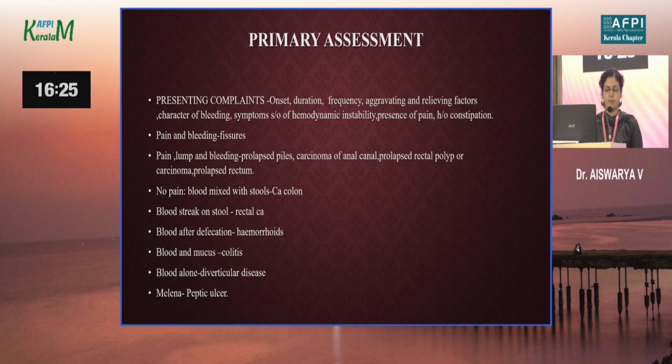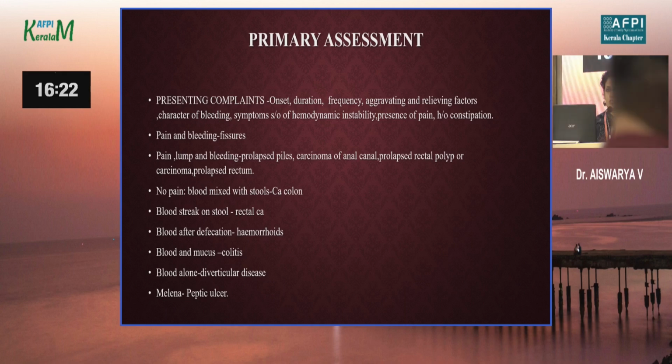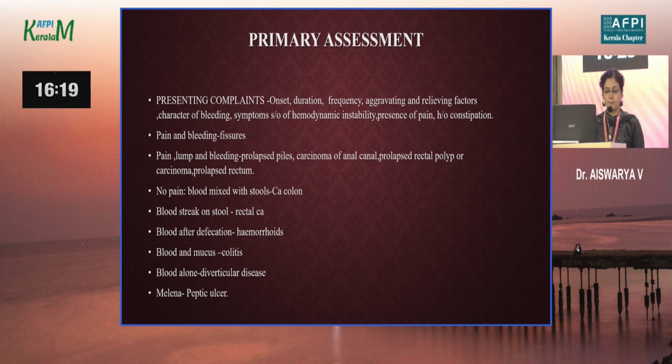Just some pointers. If a patient presents with pain and bleeding, the cause is most likely to be fissures. If there is pain, lump and bleeding, it can be prolapsed piles, carcinoma of anal canal, prolapsed rectal polyp, or a prolapsed rectum, or carcinoma. If there is no pain and blood is mixed with stools, it can be carcinoma colon. If there is a blood streak on stool, it may be a rectal cancer. Blood after defecation mostly points to hemorrhoids. Blood and mucus can suggest colitis along with other features like abdominal pain. Blood alone usually occurs in diverticular disease, and melena occurs in peptic ulcer.